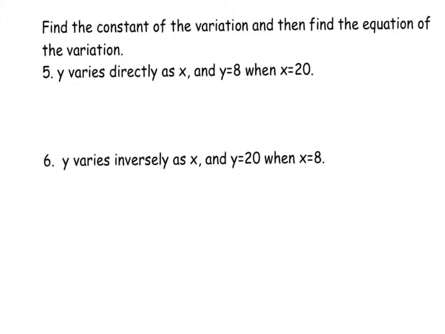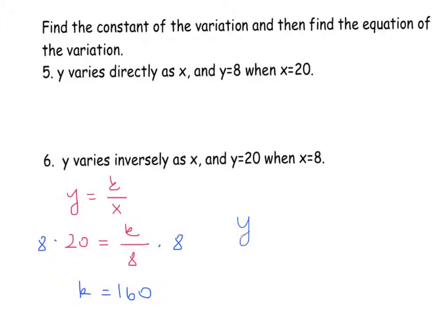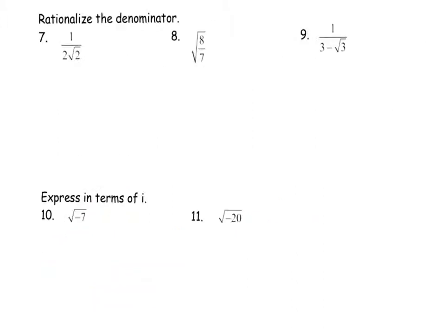If y varies inversely as x, the general equation will be y equals k over x. So I need to substitute in 20 for y and k over 8. So if I multiply both sides by 8, I will get k equals 160. So the equation for this variation will be y equals 160 over x.